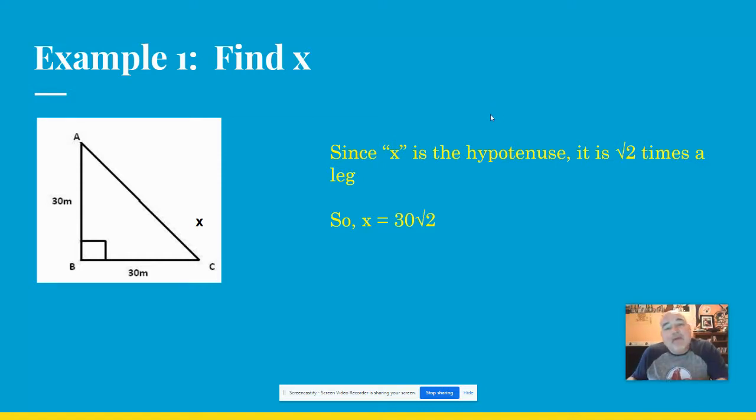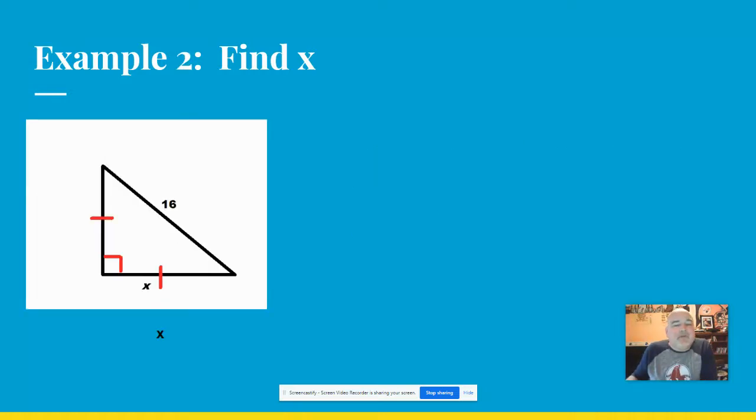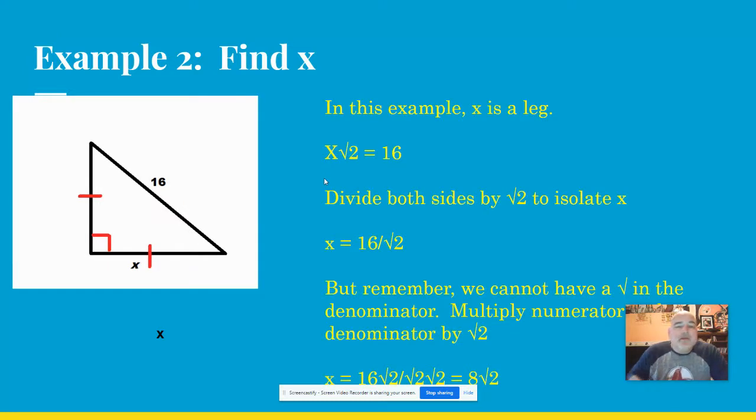Now, that's one of the ways we're going to use this. We're going to find a hypotenuse given a leg. The other thing we'll do is find a leg given the hypotenuse, like this example. Again, notice this has to be a 45-45-90 triangle because you have congruent legs in a right triangle. So x is a leg, so we'll take x times the square root of 2 to equal 16, the hypotenuse.